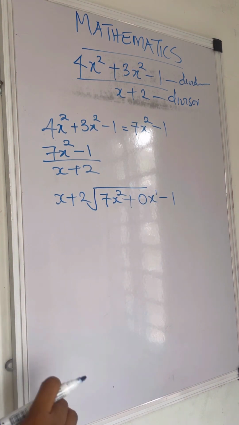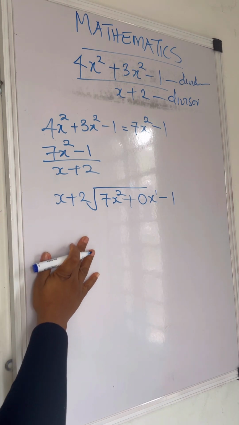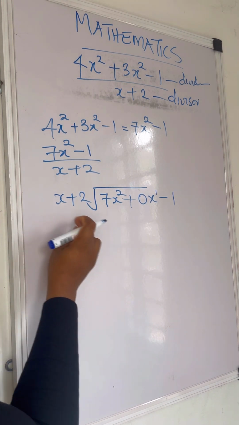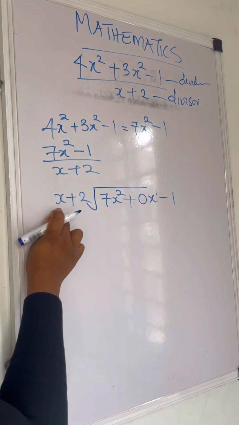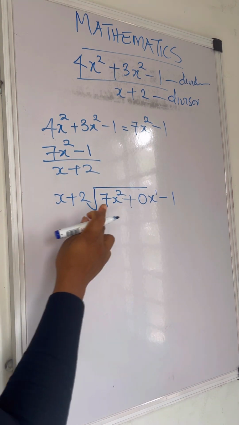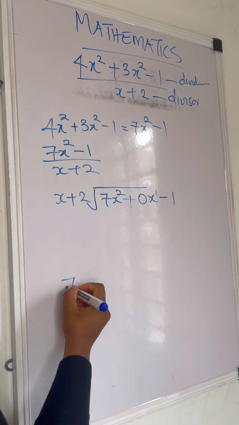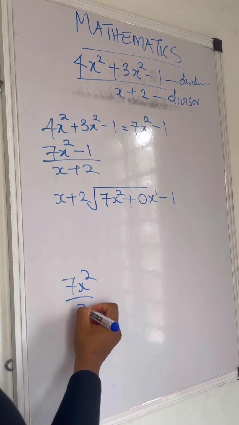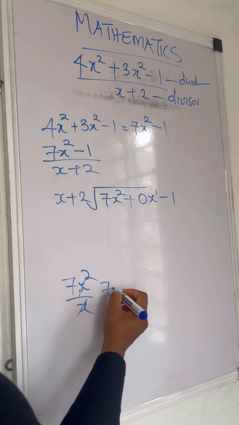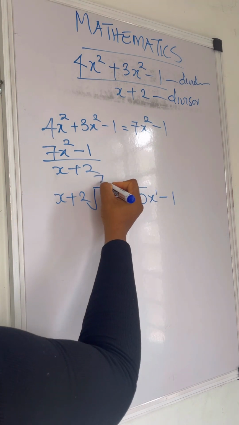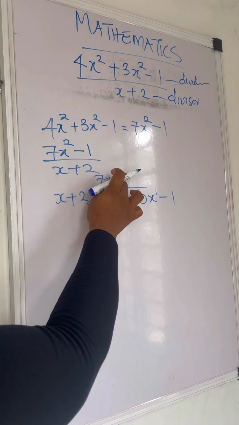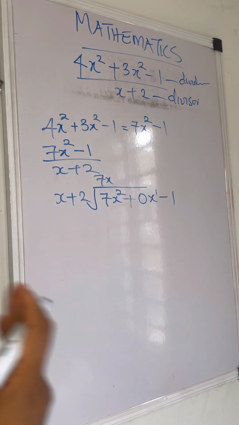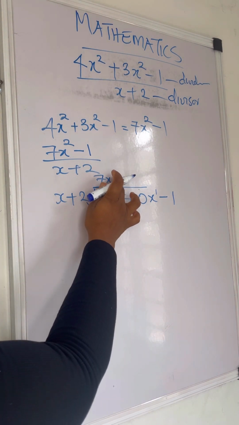So now the first thing to do on dividing this polynomial is to divide the first term of the dividend by the first term of the divisor. So it's going to be 7x squared divided by x. If you do that, we're going to be left with 7x. This right here is the quotient. Please bear that in mind.